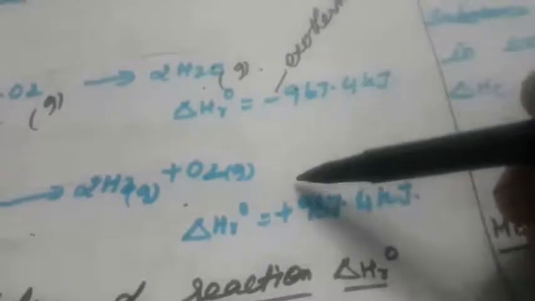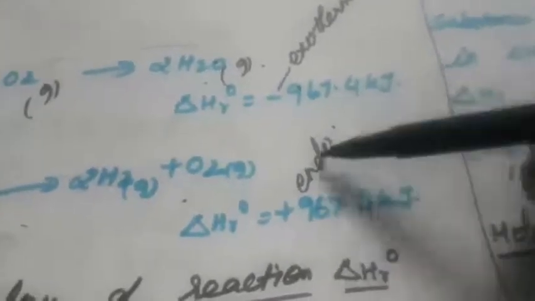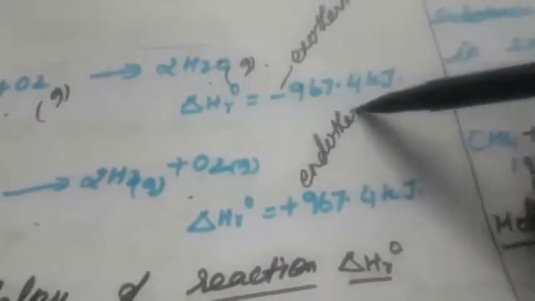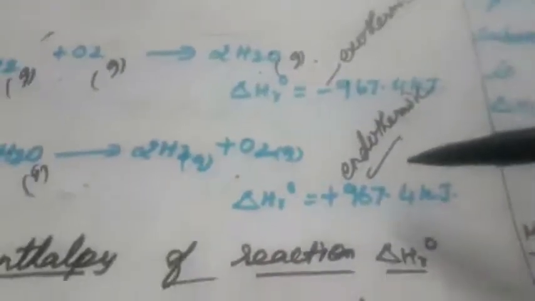The positive sign represents endothermic. Endothermic means heat absorbed. Exothermic means heat evolved. Endothermic means heat absorbed. Okay, so this is another one.